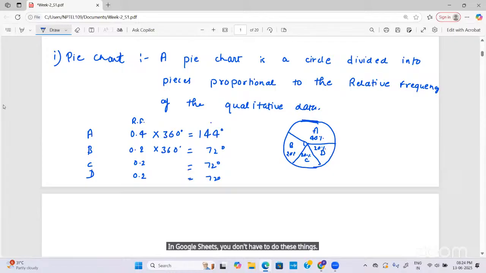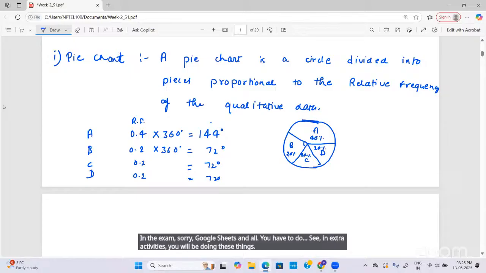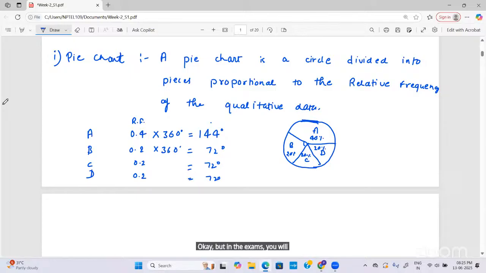Will the exam ask questions related to how to make these things on Google Sheets? No, these things will not be asked in the exam. Will they give any operation to do on Google Sheets or ask about it? See, in extra activities you will be doing these things, but in the exams you will not be asked questions regarding Google Sheets.